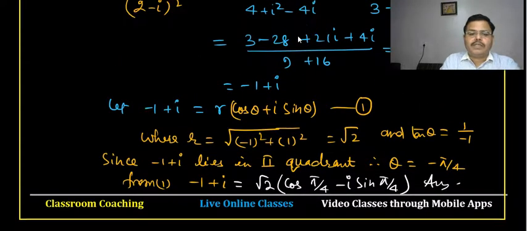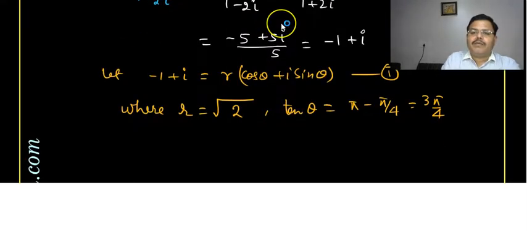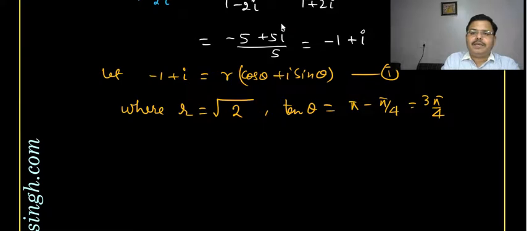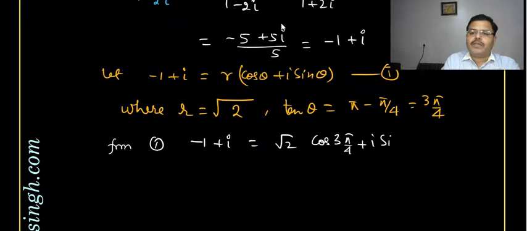The same question is there. This is minus 1 plus iota and that one also is minus 1 plus iota. It lies in the second quadrant, and in the second quadrant theta will be pi minus pi by 4, that will be 3 pi by 4. Therefore, minus 1 plus iota is the same as root 2 (cos 3 pi by 4 plus iota sin 3 pi by 4). So same question, same answer.